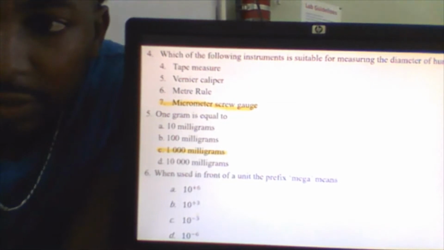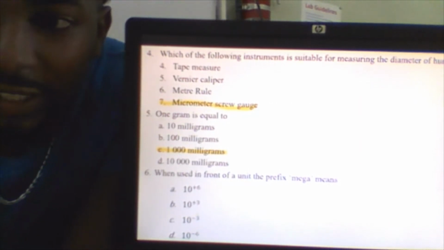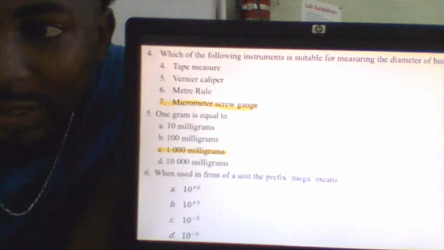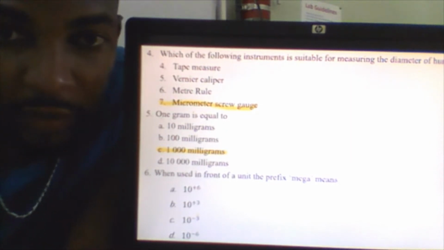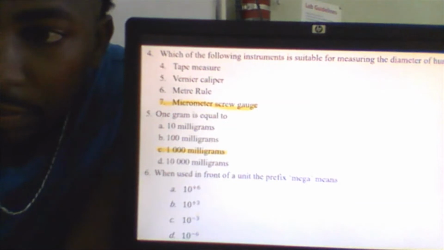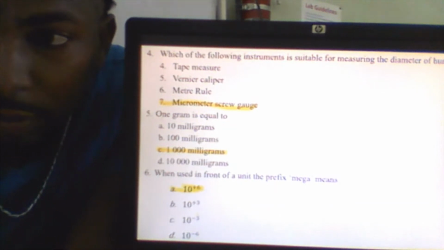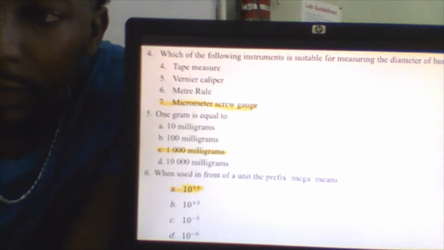Good. Number 6. When used in front of a unit, the prefix mega means what? Right. So mega means multiply by 10 to the 6th power. Good. Multiply by 10 to the 6th, and that's positive 6. Number 7.